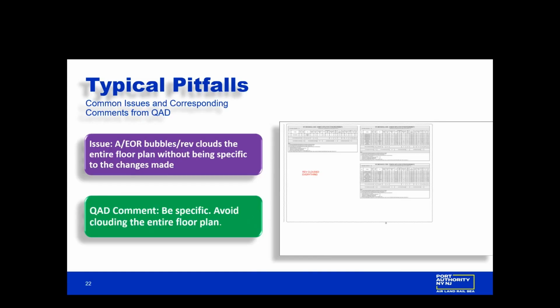Another one, whenever there's a revision, I get it. Sometimes it's easier just to rev cloud the whole entire document. However, that makes us put on our investigative cap and start looking at it more deeply. And if you could, please be more specific and rev cloud the items that are changed, that would really expedite our review process. Next slide, please.